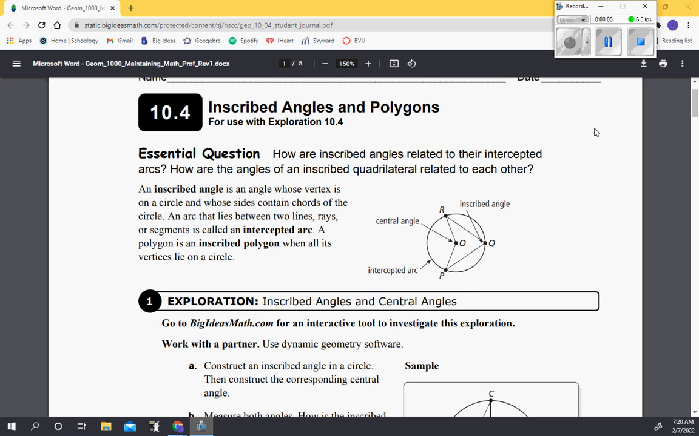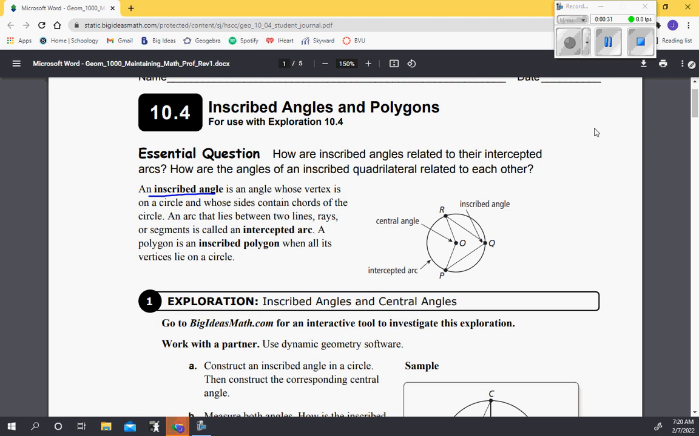10.4, we're talking about inscribed angles and polygons, and we're still dealing with circles. So all of these things are going to come in circles. Big word today is inscribed angle. We've worked with central angle in chapter 10, but this is the first time we're seeing inscribed angle.